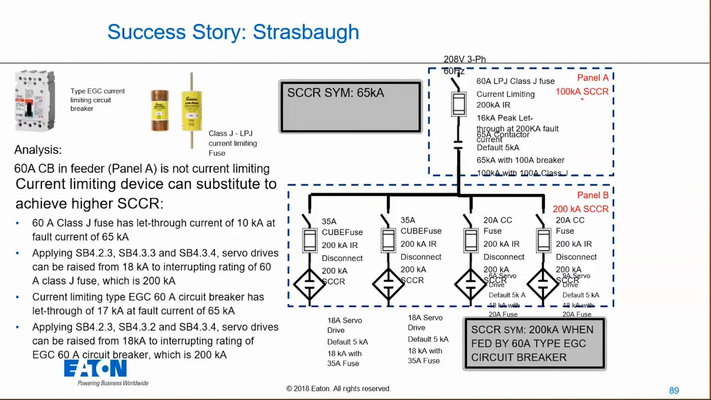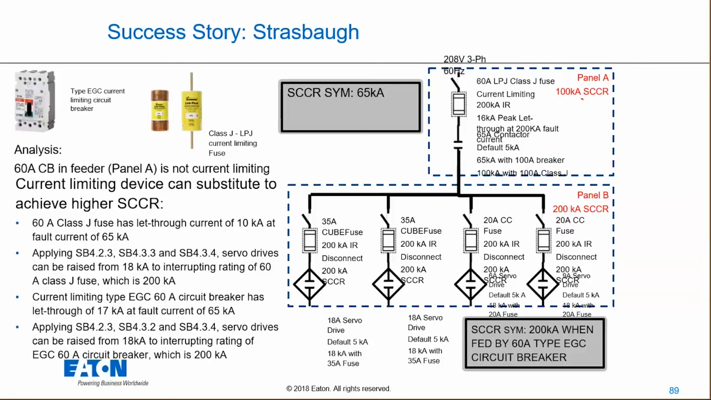When we look at what we have, if we replace the top right with an LPJ Class J fuse, it's a current limiting fuse with a 100,000 amp rating. With that contactor and the fuse combination, they have a 100,000 amp rating on that panel up on the top right. Then when we look at the let-through currents of that fuse, and the rules that are in place for taking the feeder circuit, we can apply that to the SCCR ratings of those servo controllers downstream.